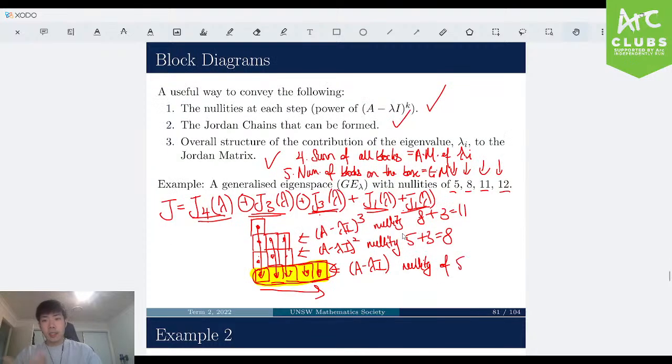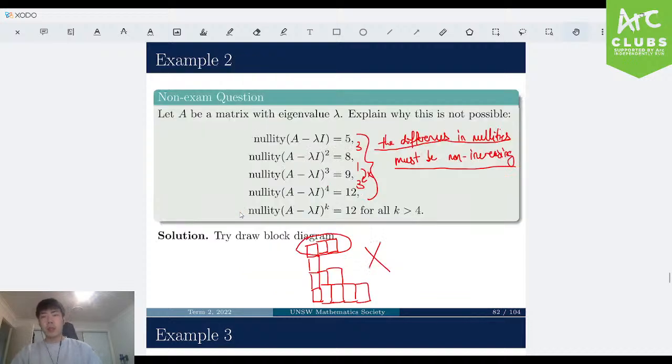So essentially, there are these 5 traits of block diagrams that you can make use of, and just recall that a block diagram must look like a staircase. If it doesn't look like a staircase, there must be something wrong with the nullities. So, in other words, you can't have any overhang like this, because this clearly isn't a normal staircase. This is messed up. If it's a messed up staircase, then you already know there's something wrong with the nullities.